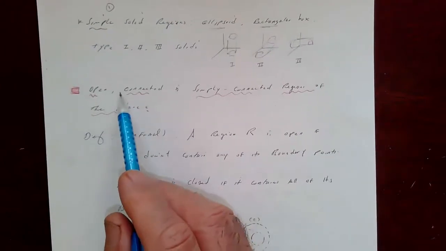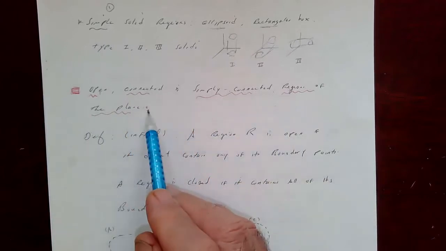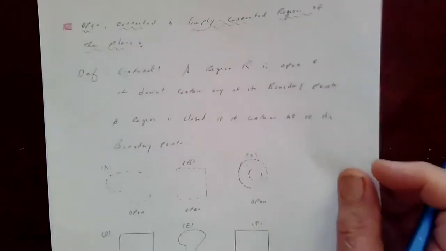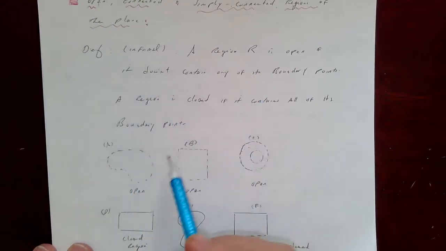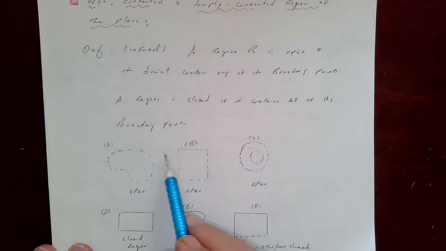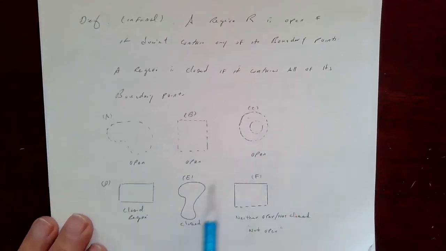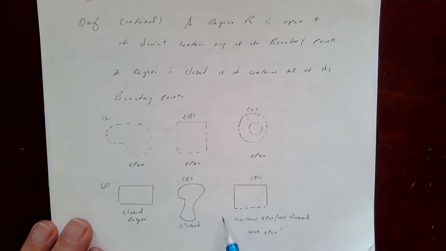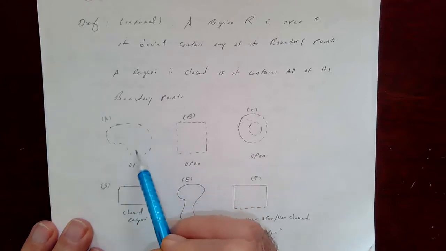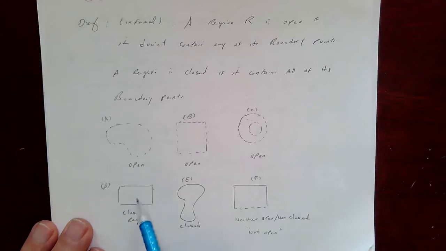So let's define open, connected, and simply connected regions of a plane. Open informally means the region does not contain its boundaries. Notice the edges of these regions are dotted lines, so these are open regions. These are closed because notice the edges are drawn with solid lines. This is neither open nor closed. So an open region does not include its boundary, and a closed region includes or contains its edges or boundaries.